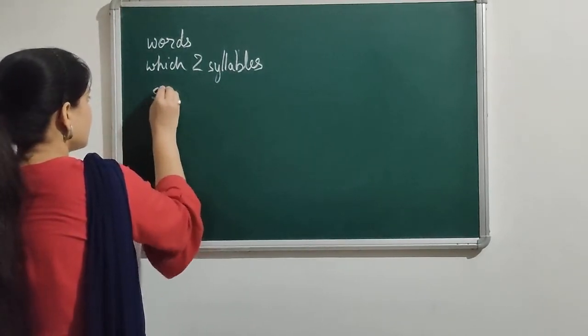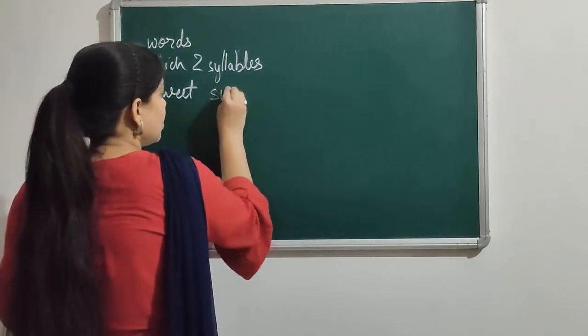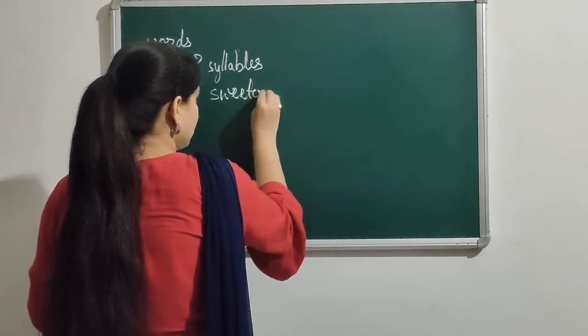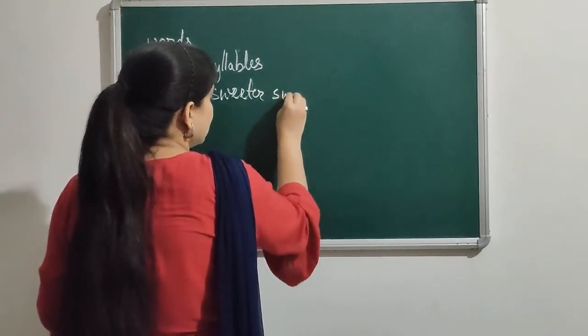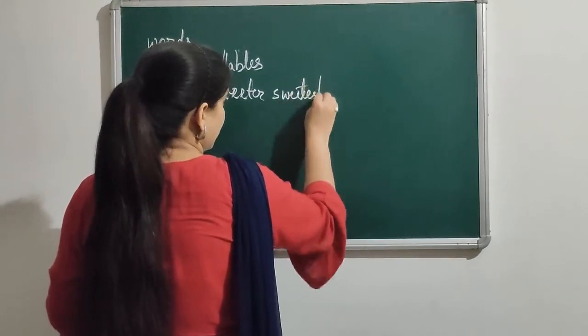For example, sweet. Sweet will become sweeter. And for the superlative degree, it will become sweetest.